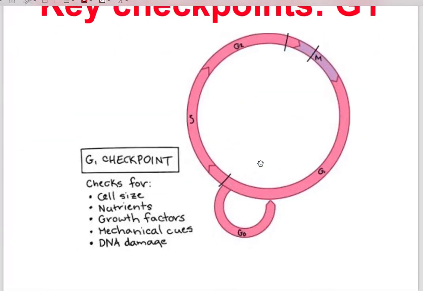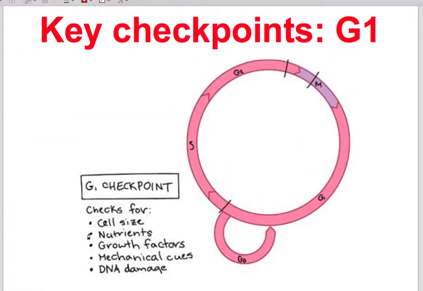All right, we kind of talked about these checkpoints already. Really, you're just looking for size, nutrients, growth factors. Mechanical cues means, okay, physiologically, is this a good cell? Is it shaped right? Is everything kind of working and where it should be, etc.